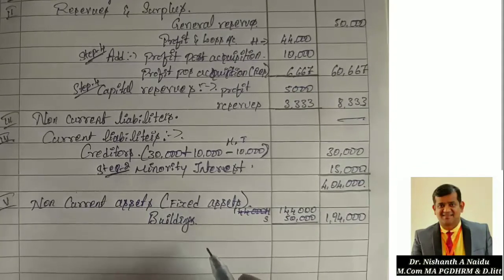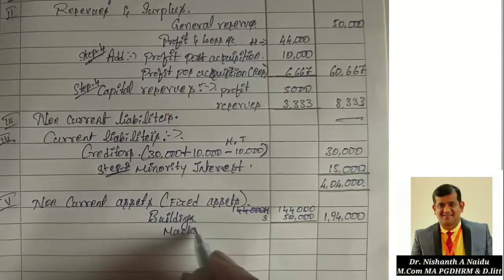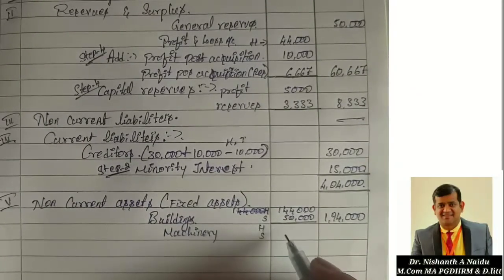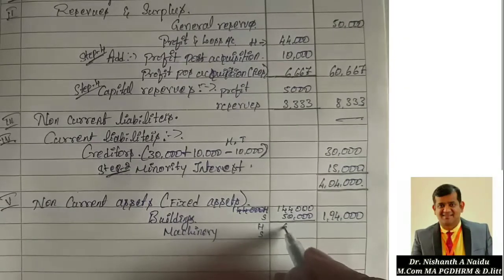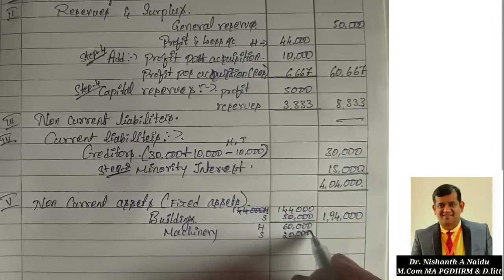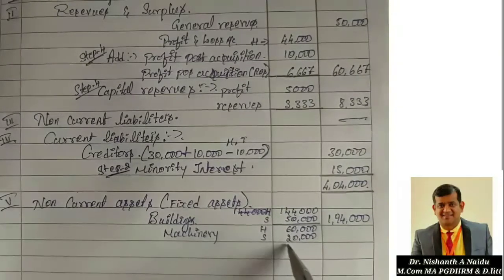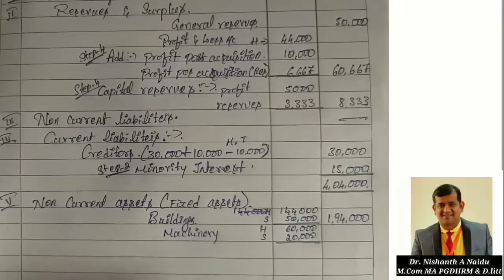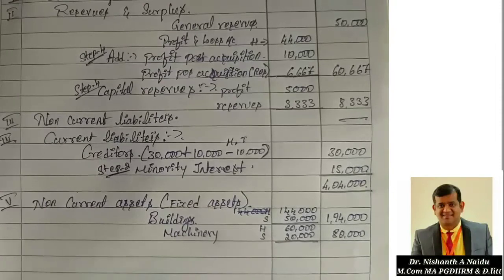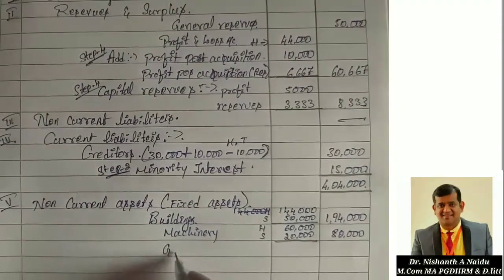So next, go for machinery. Same way, no changes in that. Machinery, H Company and S Company. So H Company value of machinery, how much? 60,000 rupees. S Company value of machinery is 20,000 rupees. Correct. So now add both and put it to outer column. 60 plus 20, 80,000 rupees. Okay. So next, after that, goodwill.